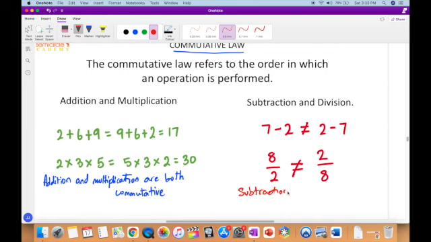Yes, very good question. This is an equal sign and this is a not equal sign, so it means that they are not equal. Subtraction and division are not commutative.